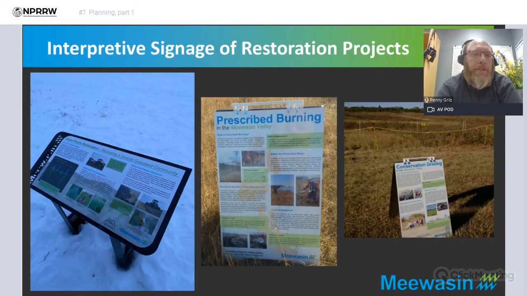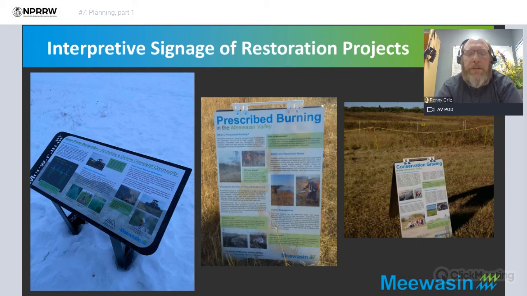Also, interpretation signs. So this is, Meewasin is part of our education mandate. We do provide a lot of signage within the River Valley. Quite often the signage is a combination of cultural history of Saskatoon and the River Valley. We're working on some projects on some Indigenous knowledge as well. But also we are working on some signage to talk about some of our ecological work.